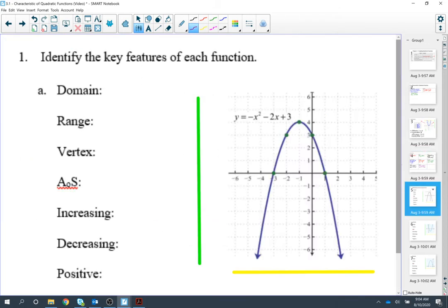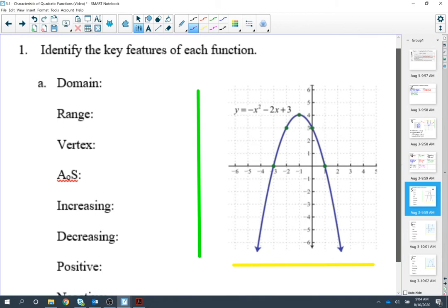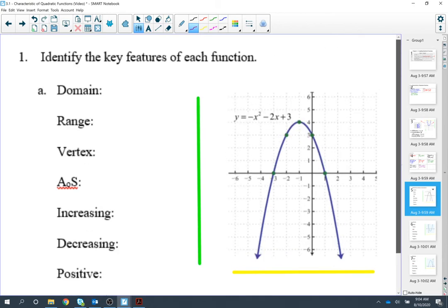So number one, identify the key features of each function. And of course we have domain, range, vertex. This AOS stands for axis of symmetry. It's just shorthand, increasing, decreasing, positive, and negative. So we can write this in inequality notation. We can write this in interval notation. I'm going to switch back and forth so we kind of get used to both. On this first example, I'll probably do both notations, but then after that, I'm just going to switch over to one. You can do whichever notation you feel most comfortable with.